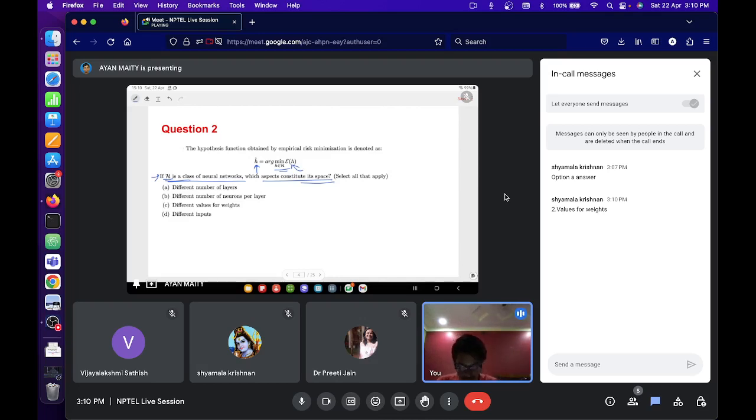The four options are: different number of layers, different number of neurons per layer, different values for weights, and different inputs. So what will this H have if it is a class of neural networks? So Shamala Krishnan says option C, the different values of weights. Okay, anyone else?